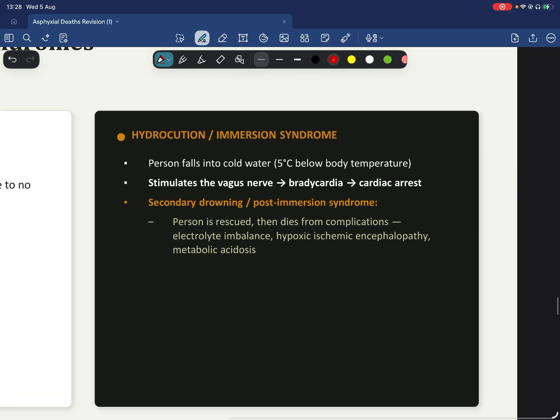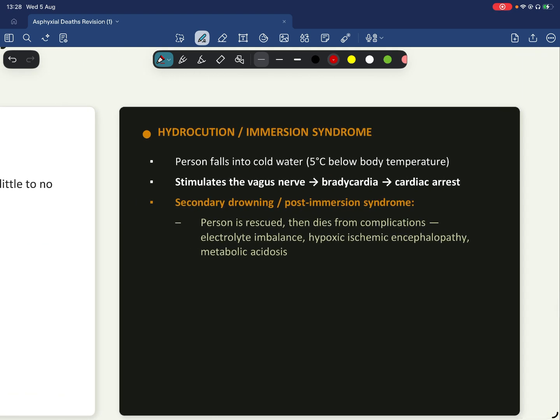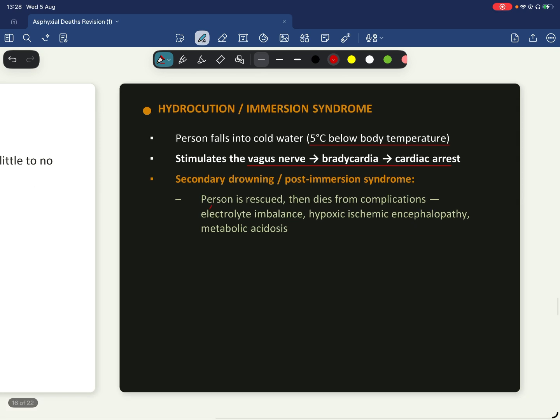Hydrocution and immersion syndrome. Hydrocution is when a person falls into cold water, usually below 5 degrees Celsius. This stimulates the vagus nerve, leading to bradycardia and cardiac arrest. Secondary drowning is when a person is rescued and then dies from complications, that is electrolyte imbalance, hypoxic ischemic encephalopathy, or metabolic acidosis, also called post-immersion syndrome.